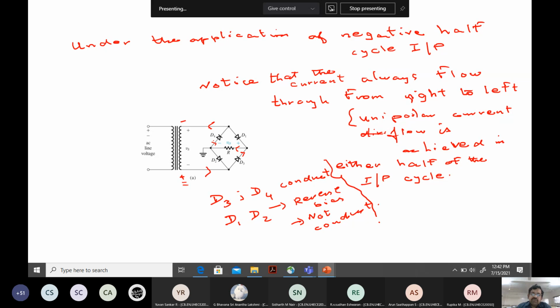in this negative half. So I want to make sure, this sentence is different, this sentence is different. In this negative half cycle, D3, D4 conducts, D1, D2 does not conduct. Okay, fine. So what is the output?